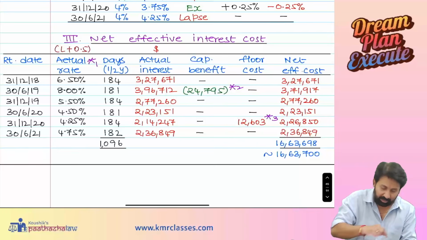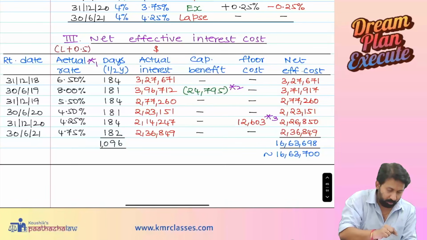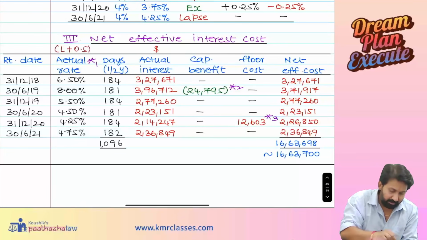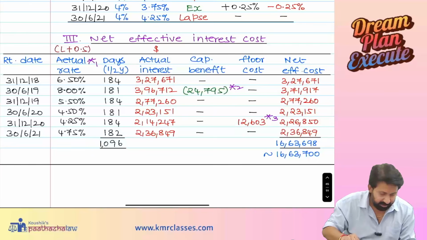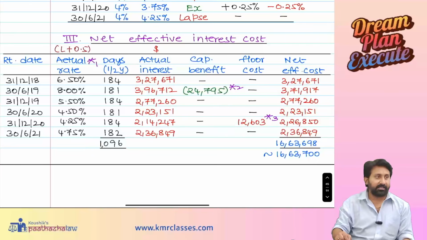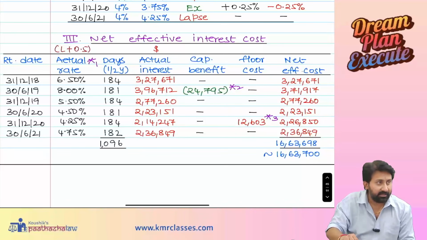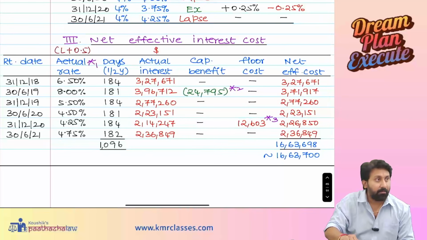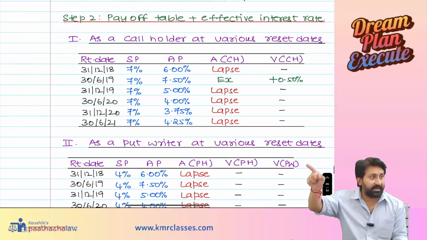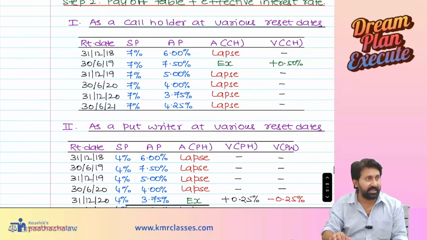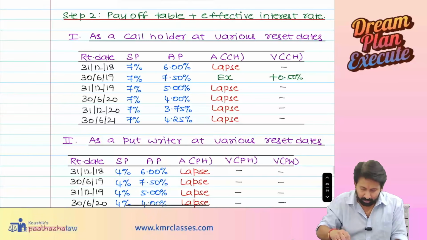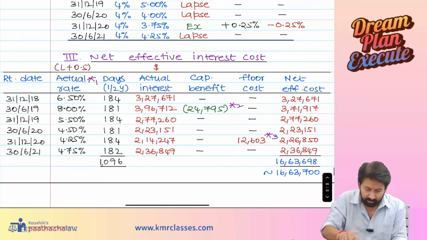Okay. So how to calculate? 1 crore dollar into 8% into 181 divided by 365: 3,96,712. What is this? This is an actual interest you have to pay. But when it is 8%, there is a cap benefit. Cap benefit is there. Not 8.